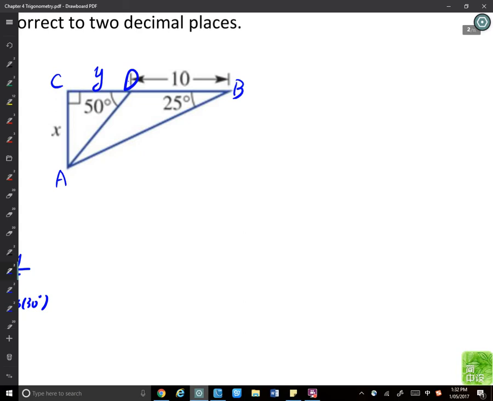I want to set up a relationship between x and y first. So what ratio should I use? Sine, cosine, and tangent. Which one should I use if I want to talk about x and y?